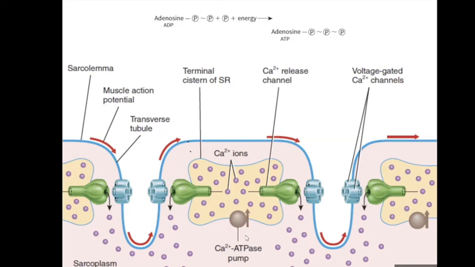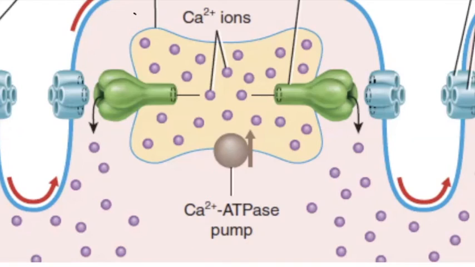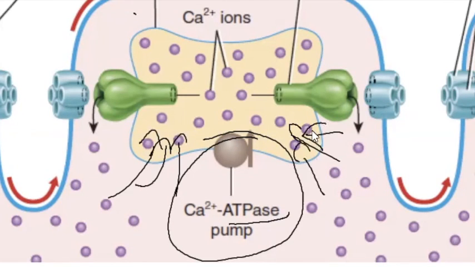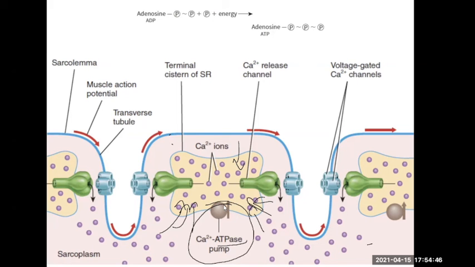But to keep intracellular calcium levels low, we need to have this pump activated, right? This calcium ATPase pump. We're going to pump calcium against its gradient to the sarcoplasmic reticulum. Okay, so you need to keep intracellular calcium levels low and inside this sarcoplasmic reticulum.